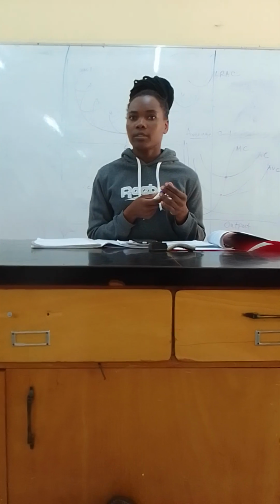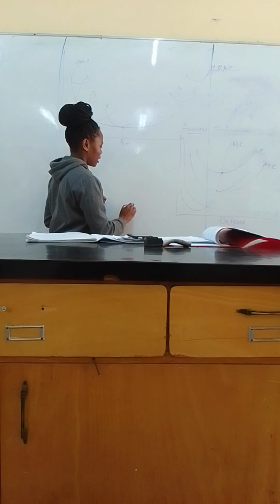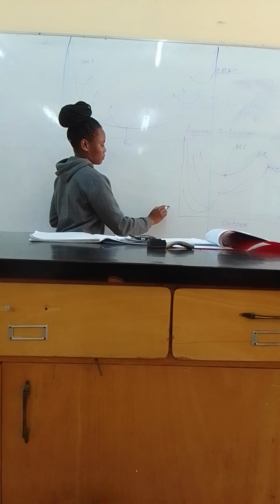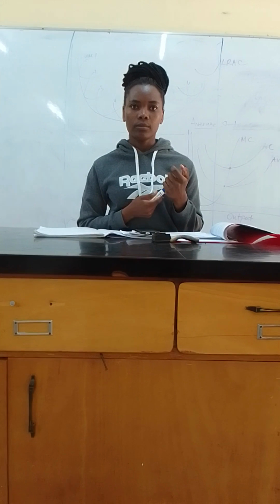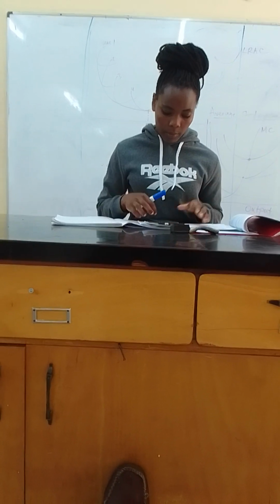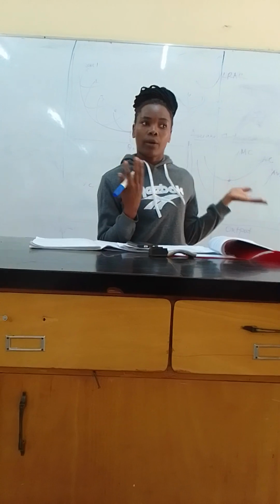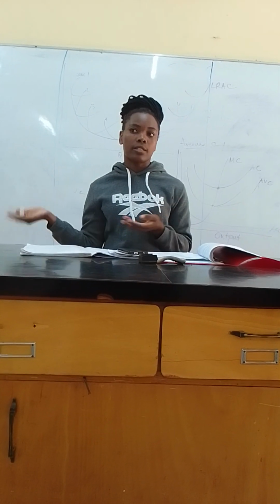Another way is through soil erosion. What is soil erosion? Soil erosion is the process whereby soil is carried away by wind, water or human activities. When the soil is carried away, the nutrients go away, and therefore the soil loses its fertility.